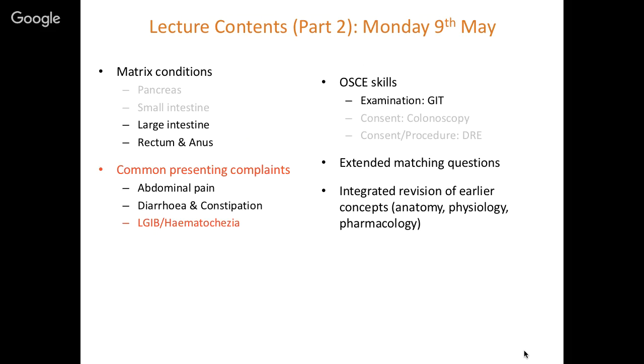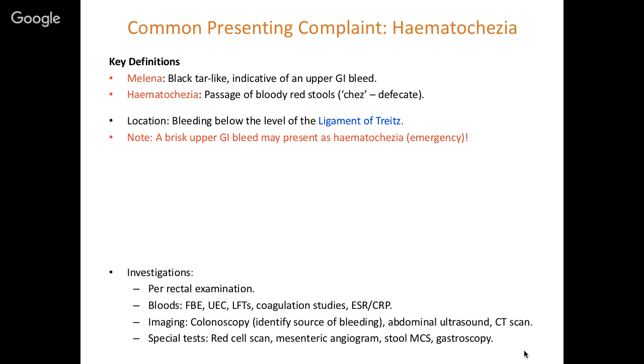Okay, so moving along. Common presenting complaints. Haematochezia. We touched on this a little bit last week when we talked about hematemesis and melena as well. Something I signposted last week: a brisk upper GI bleed may also present as hematochezia. So whenever you're going through your differentials for bleeding in the stools, always think that it could be a very fast bleed coming from above. There are lots of investigations.